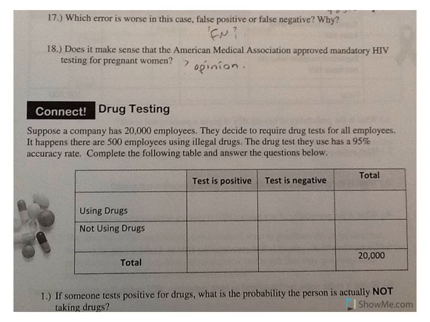All right, we are on the second video for here, false positive, false negative on page 155. So we're going to deal with drug testing here. Now, they give you the information. You got 20,000 total employees. You got 500 employees using illegal drugs. You know that. The drug test they use has a 95% accuracy rate. Go ahead and fill out the table.